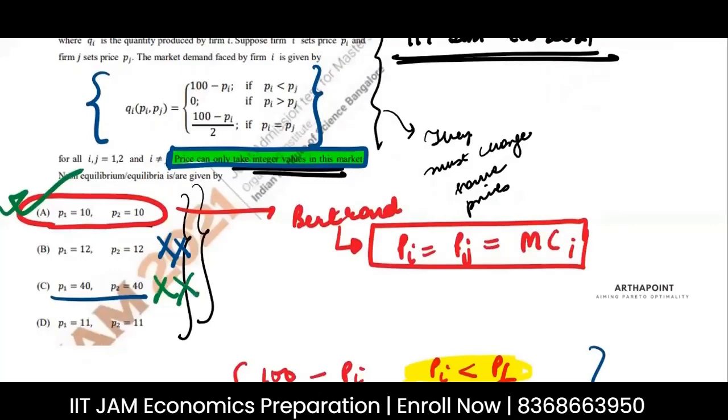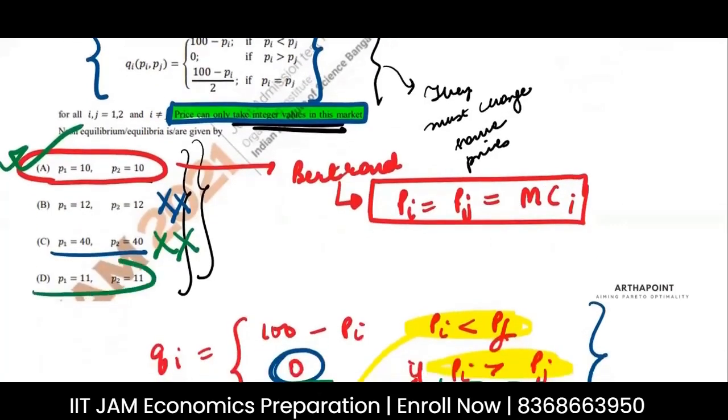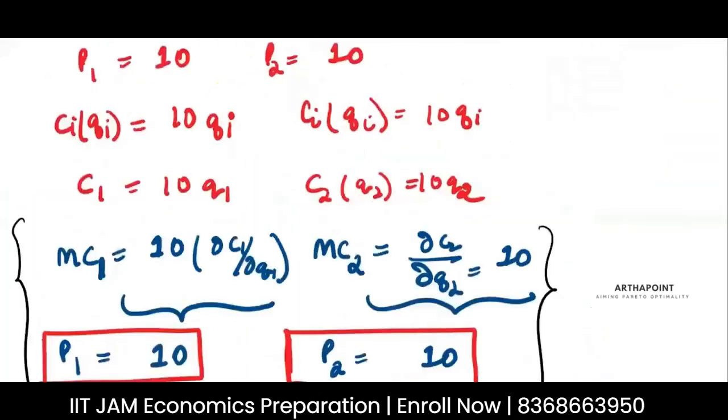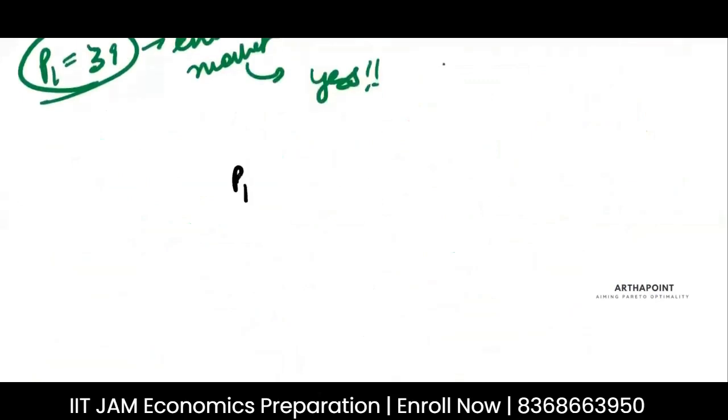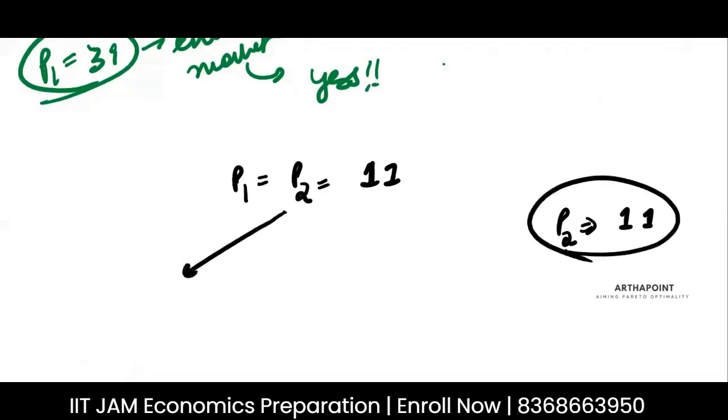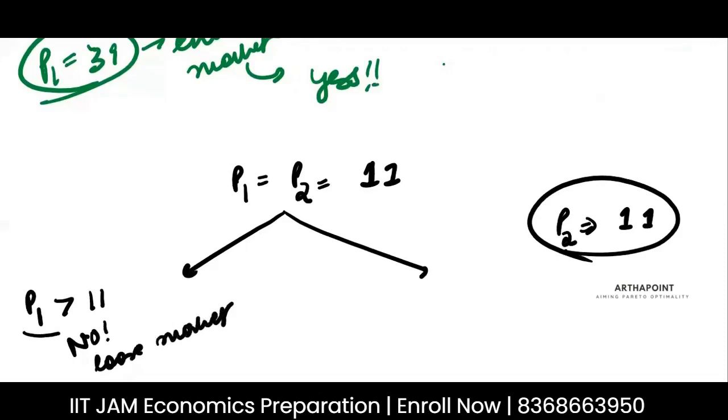Now comes the last case. P1 equal to P2 equal to 11. Let's consider this. This is interesting here. I will hold the strategy of firm 2 at 11 and ask the same question. For firm 1, should firm 1 increase above 11? No. It will lose the market to its competitor. So above 11 is wrong. You cannot do that. But can you go below 11?